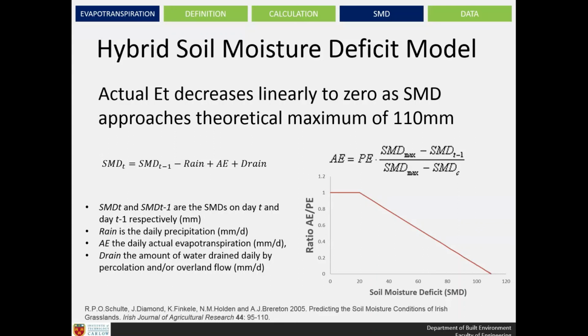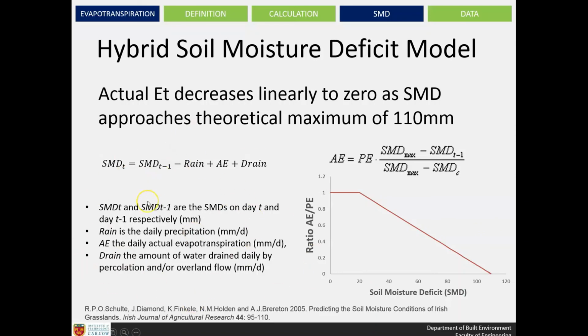But the simplest one, and the one that's used by Met Éireann, is the hybrid soil moisture deficit model. This is where it's assumed that actual ET decreases linearly to zero as the soil moisture deficit approaches a theoretical max of 110 mil. So what this means is if there's no soil moisture deficit, actual ET is the same as the max or potential ET. If the soil moisture deficit is 55 mil, it reduces linearly, so it drops off. And if the soil moisture deficit is 110 mil, there's no evapotranspiration. So that's just showing you the model.